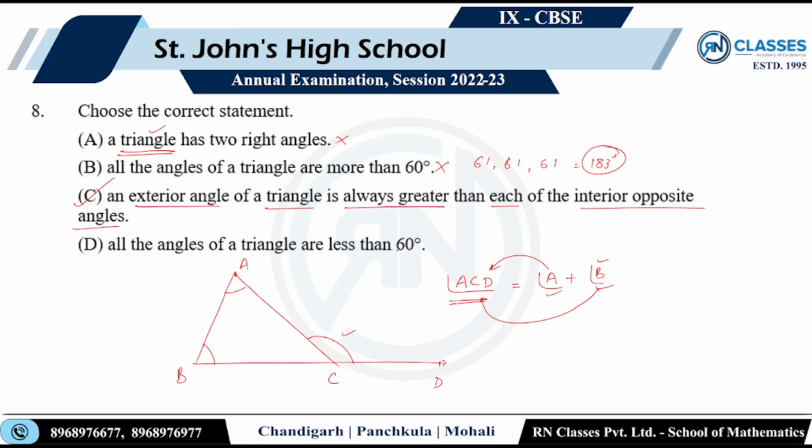All the angles of the triangle are less than 60 degrees. 59 लेके देख लो. All are 59 degrees. बोलो, हो सकता है 177 degrees बन जाएगी. Is it possible? It's not.